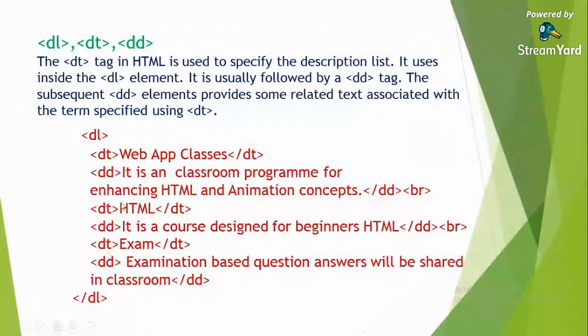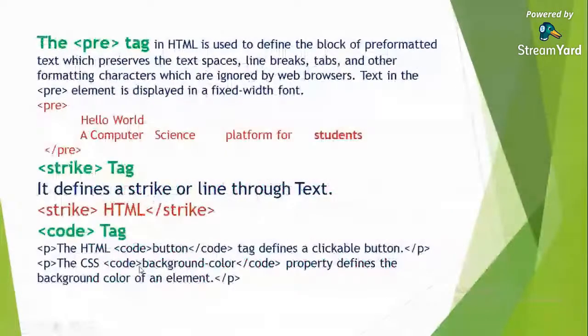Then another DT tag I am using here. There I am giving one heading, HTML, and DT. Then again I am giving the description, and again I am closing the DD tag. Then again another DT, it is for another heading, examination based question answer will be shared in classroom. So this type of description is given. So this is our DL DT tag, and a few more tags are there in today's discussion.